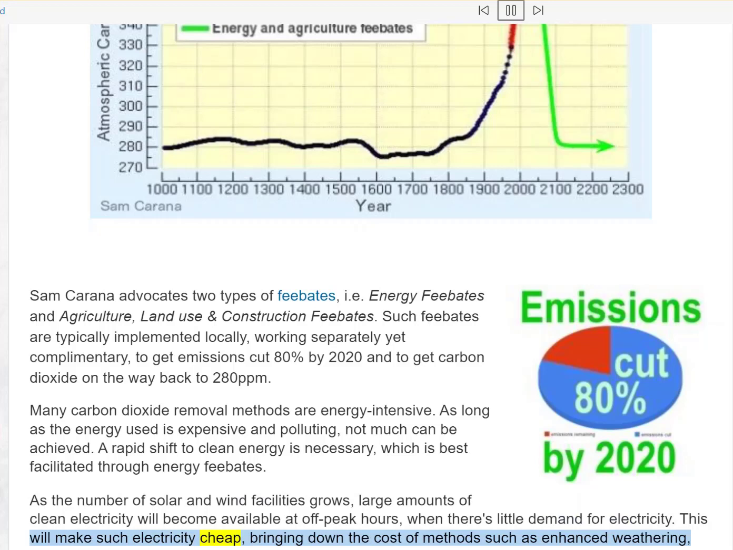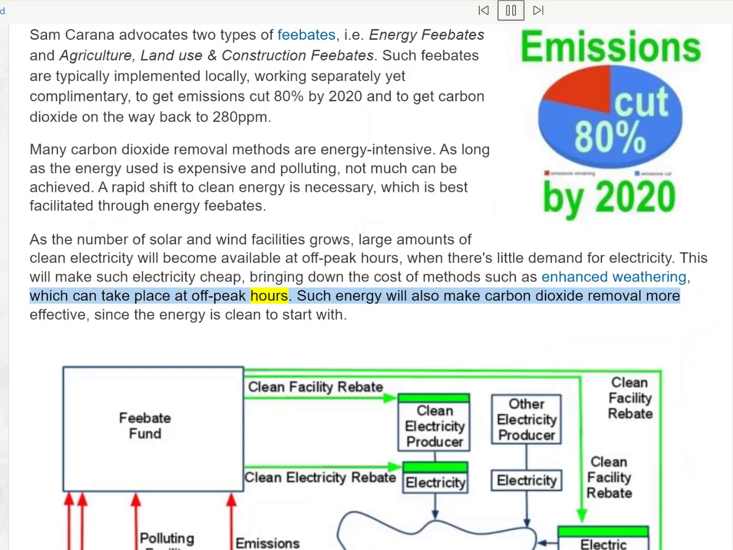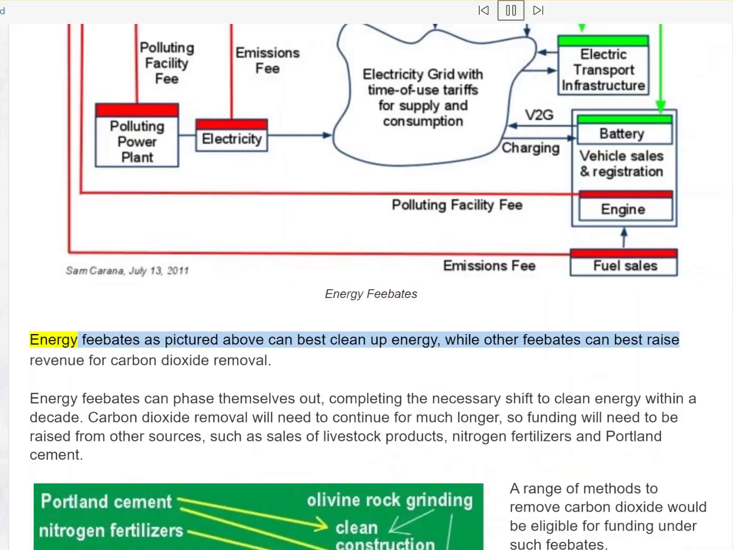This will make such electricity cheap, bringing down the cost of methods such as enhanced weathering, which can take place at off-peak hours. Such energy will also make carbon dioxide removal more effective, since the energy is clean to start with. Energy rebates, as pictured above, can best clean up energy, while other rebates can best raise revenue for carbon dioxide removal. Energy rebates can phase themselves out, completing the necessary shift to clean energy within a decade. Carbon dioxide removal will need to continue for much longer, so funding will need to be raised from other sources, such as sales of livestock products, nitrogen fertilizers, and Portland cement.